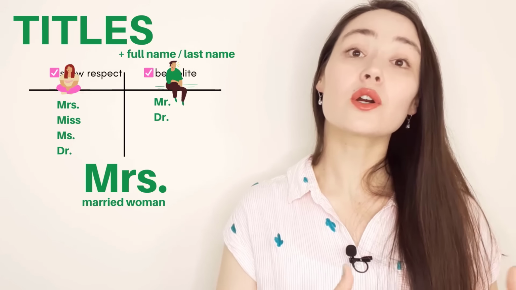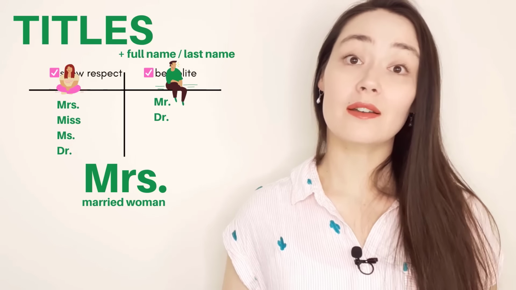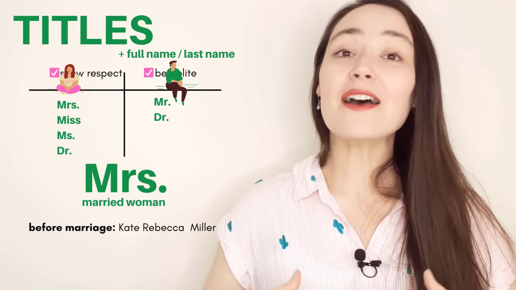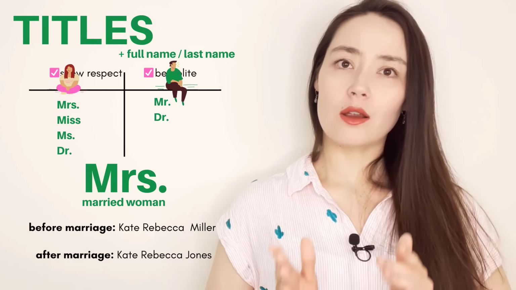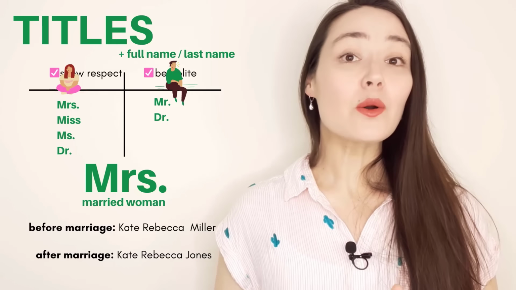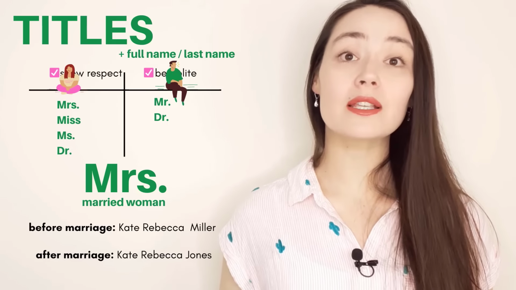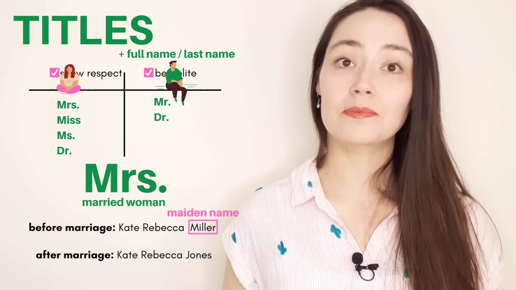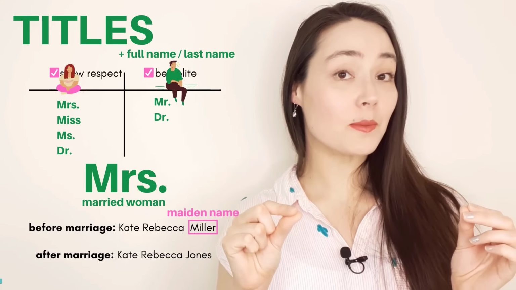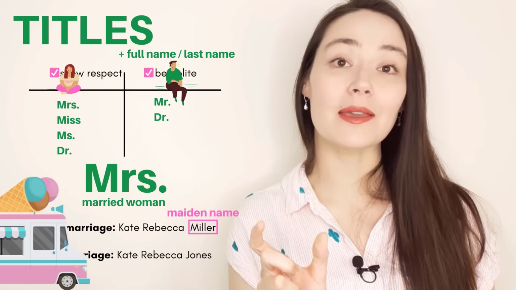Traditionally, a woman takes her husband's last name. For example, if she was Kate Rebecca Miller, after marriage, she becomes Kate Rebecca Jones. A woman's original last name is called her maiden name. This is important because, again, if you're filling out a form, you might see maiden name.